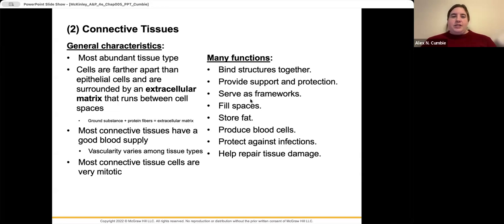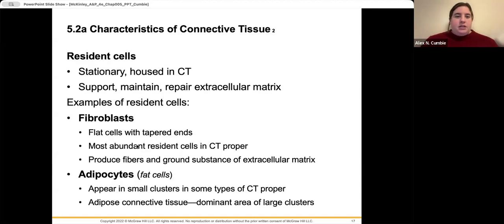These are the many functions of connective tissues, and I don't expect you to memorize these functions just based off this slide, because each function goes with a different type of connective tissue, and we have so many different types. So this is the general summary of every type of function that we could find for all the different types of connective tissues. So let's get into their cells first.